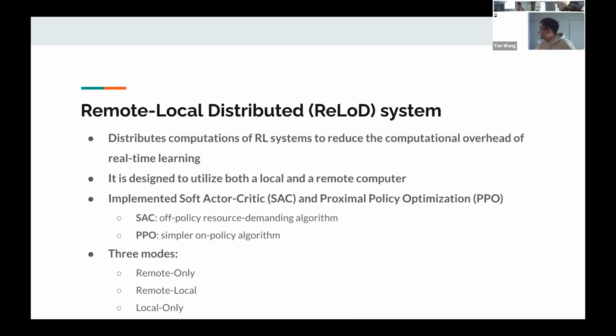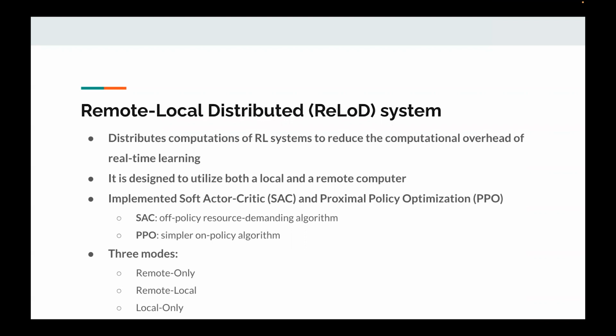So now let's look at our proposed ReLoD system. The ReLoD system parallelizes and distributes computationally expensive components of RL systems between a local computer and a remote computer to reduce the overhead of real-time learning. In my thesis, I used ReLoD to distribute two state-of-the-art RL algorithms, soft actor-critic and proximal policy optimization, SAC and PPO for short, to get a better coverage of different types of algorithms.